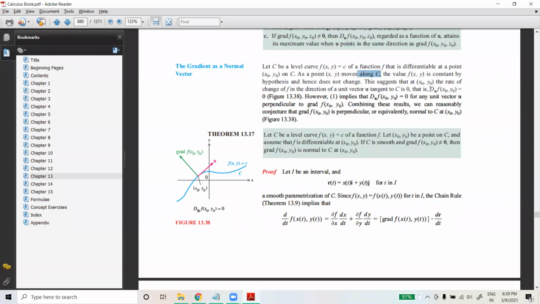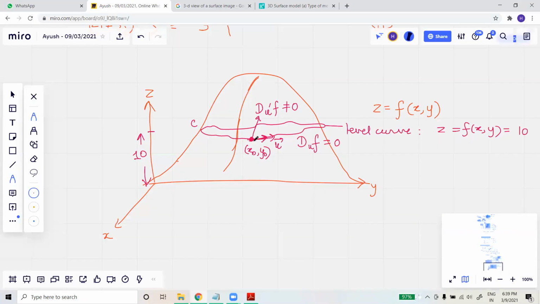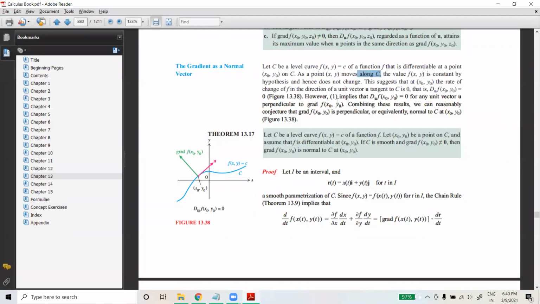So they're saying that D u of f at the point x0, y0 in the direction u, what is u? u is the tangent to the level curve. So that directional derivative is 0. However, one implies that D u is 0 for any unit vector u perpendicular to gradient f.